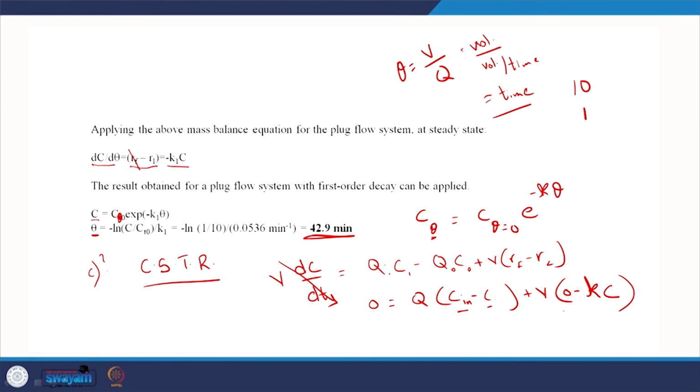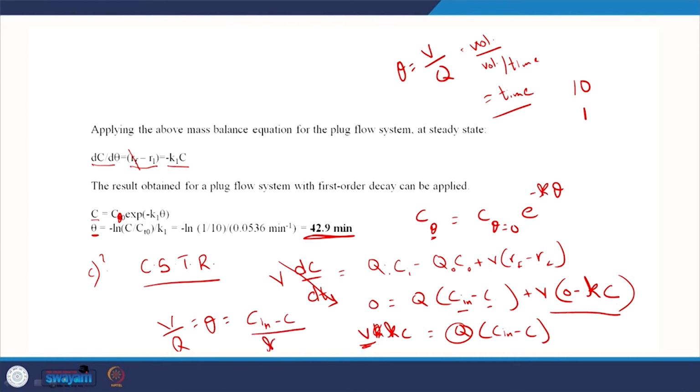So, what do we need to do? Let us say we are going to take this term out onto the left hand side. So, V into Kc will be equal to Q into C in minus C out, or C, let us see, right. And theta equal to V by Q. So, V by Q, which is equal to theta, is equal to C in minus C by Kc, I guess. So, that is your hydraulic retention time that we are going to have to calculate.